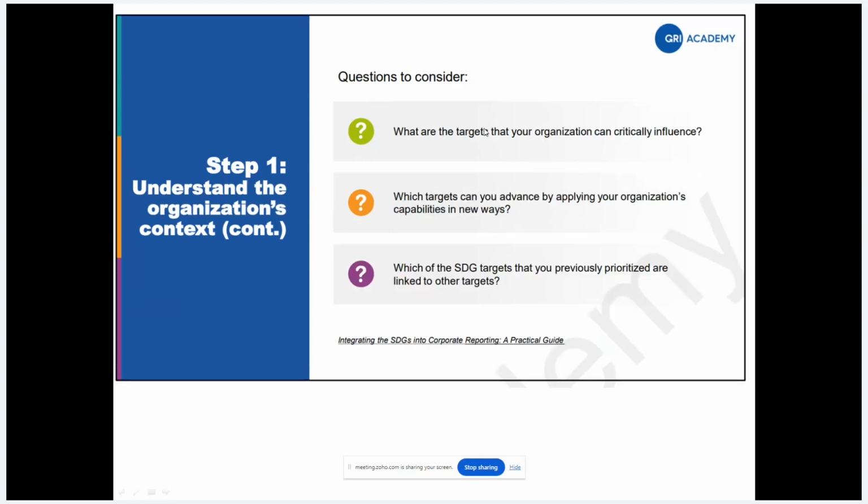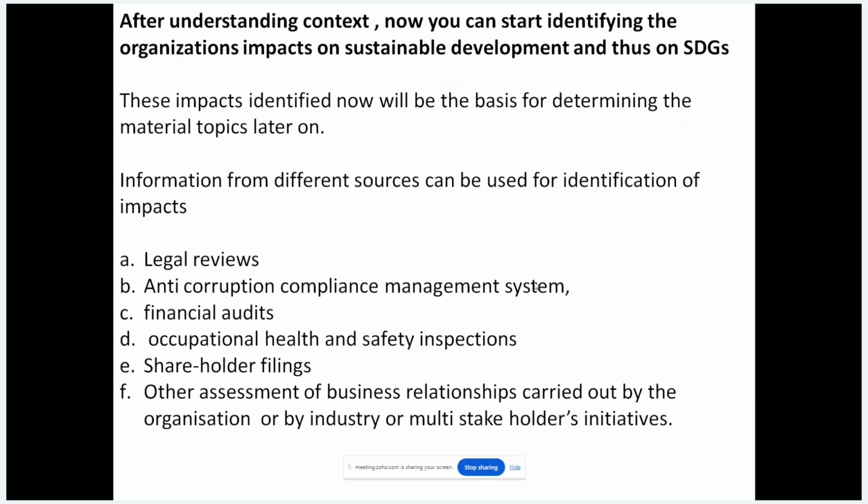What are the targets that your organization can critically influence? That also has to be identified. Which targets can you advance by applying your organization's capability in new ways? Which of the SDG targets that you previously prioritized are linked to other targets? So you have to see that you may not be targeting only a single target. There can be multiple SDGs also, and multiple targets could be there based on that.